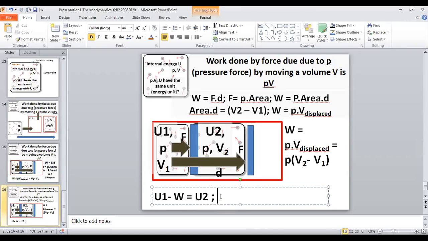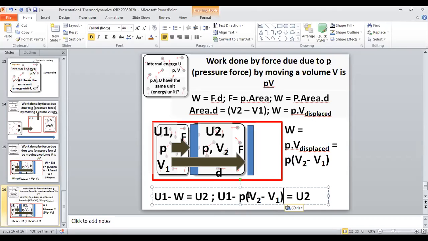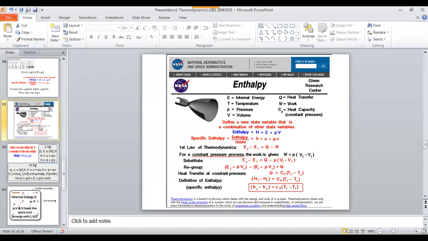Let's see what happens. Minus W is P2 minus P1.